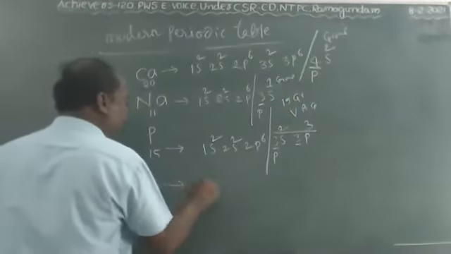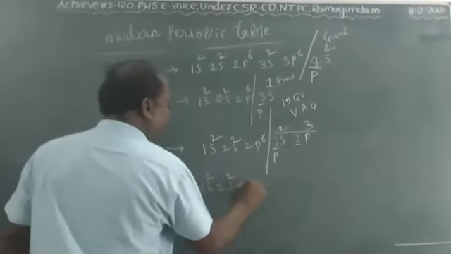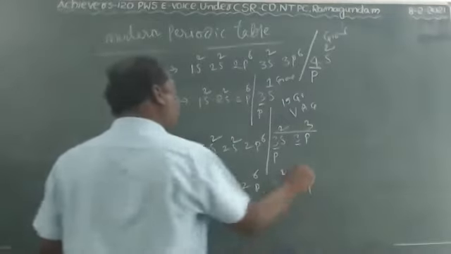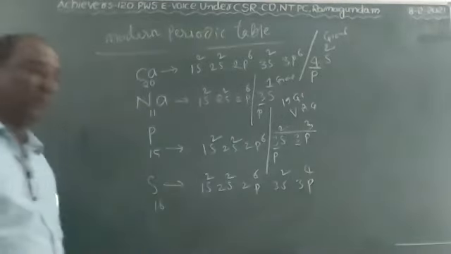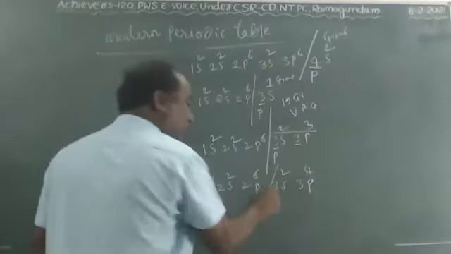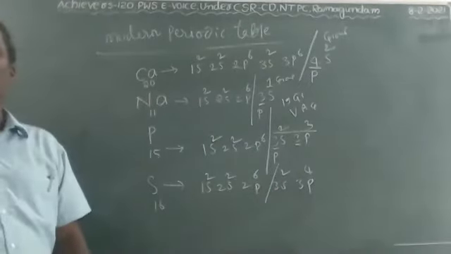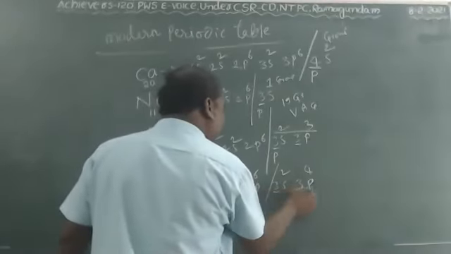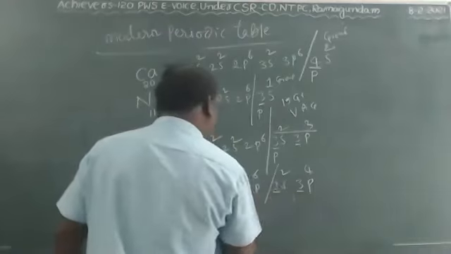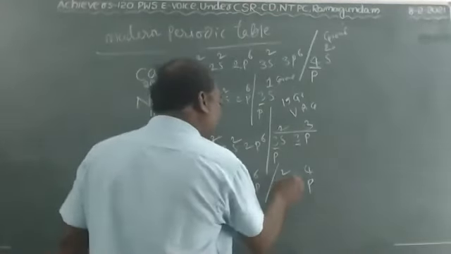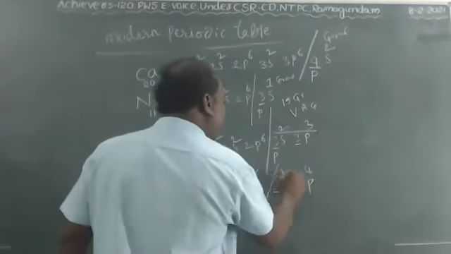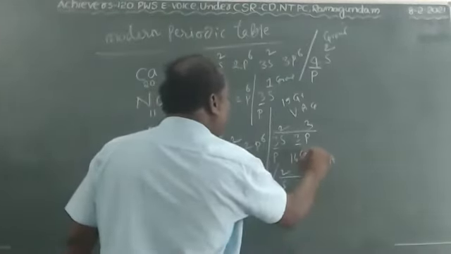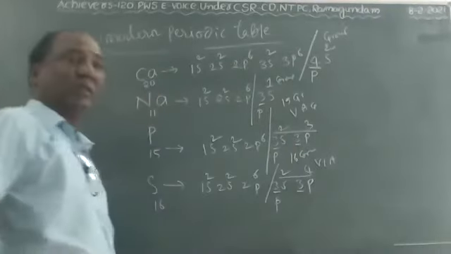And check sulfur: 1s2, 2s2, 2p6, 3s2, 3p4. This is the outermost, 3s and 3p. Here it is the same block, third and third, so sulfur belongs to the third period, and here 2 plus 4, 6. It belongs to the 6th A group or 16th group, because 18 groups will be there.